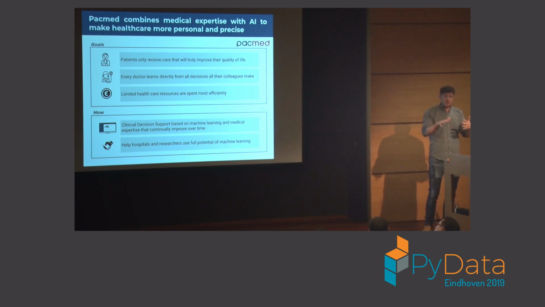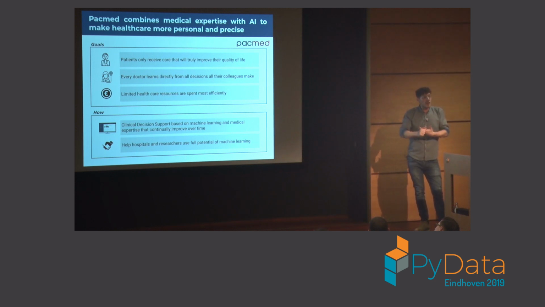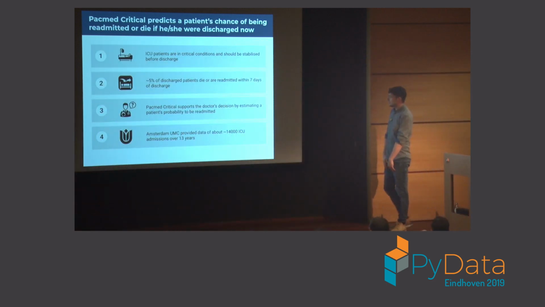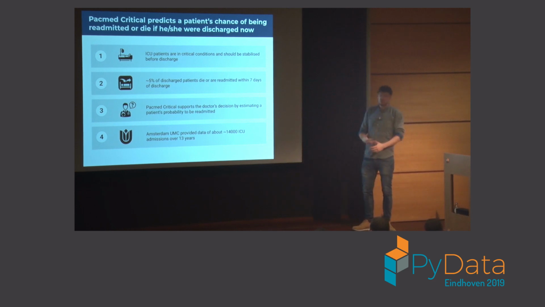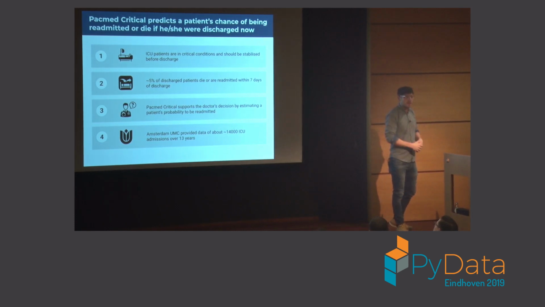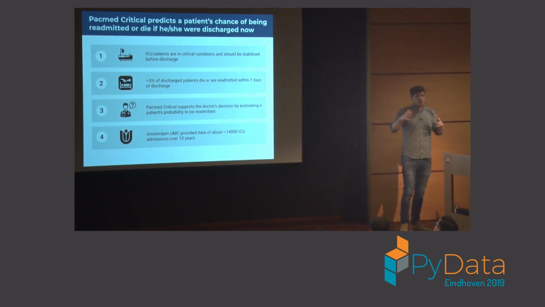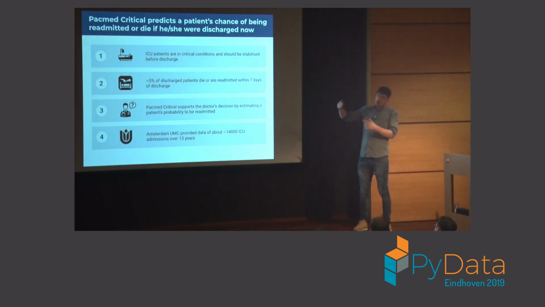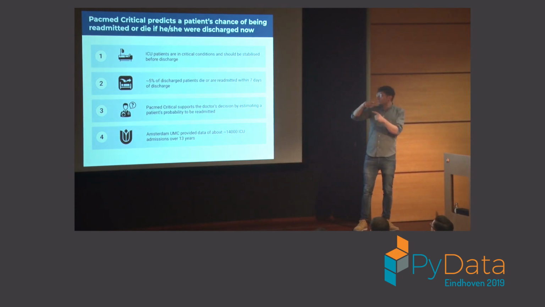We have different projects going on right now in different areas of healthcare, going from oncology to triage to primary care. Today I'm going to tell you something about the intensive care unit of a hospital. The patients that are admitted to the ICU are in a very critical state, and it's the job of the intensivist, the doctor there, to stabilize the patient so that he or she can be discharged to a lower level ward. And the problem is that approximately 5% of those discharged patients then die or are readmitted to intensive care within 7 days of the discharge.